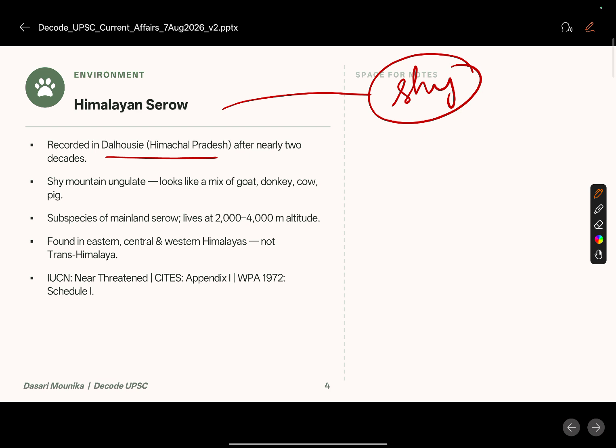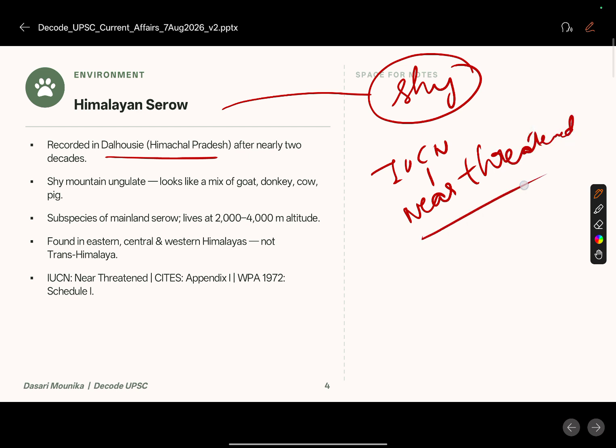So its IUCN status is near threatened. Next, according to the Wildlife Protection Act, it is covered under Schedule 1. So these two important facts we have to remember: it is near threatened and also a Schedule 1 animal as per the Wildlife Protection Act. Clear? So this is all about the Himalayan Serow.